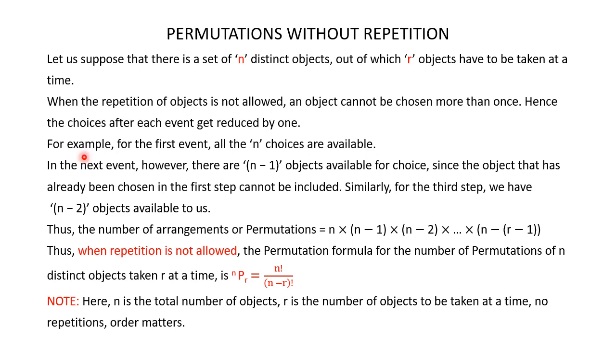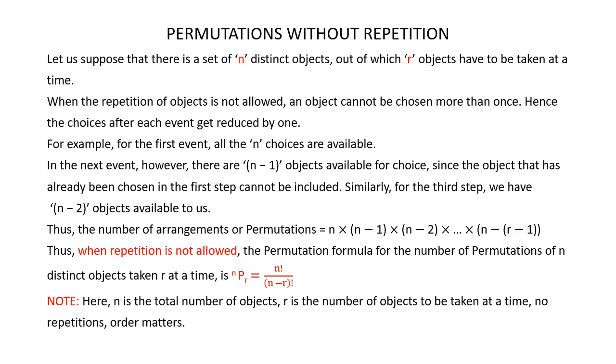For example, for the first event, all the n choices are available. In the next event, however, there are n minus 1 objects available for choice, since the object that has already been chosen in the first step cannot be included. Similarly, for the third step, we have n minus 2 objects available to us. Thus, the number of arrangements or permutations is equal to n multiplied by n minus 1 multiplied by n minus 2 multiplied by, and so on, till n minus r plus 1.